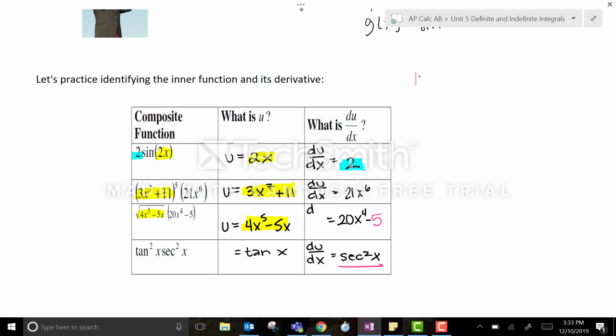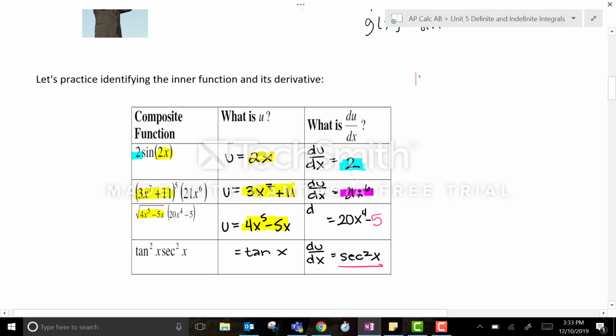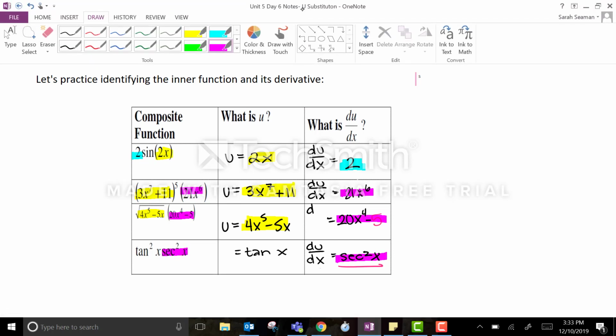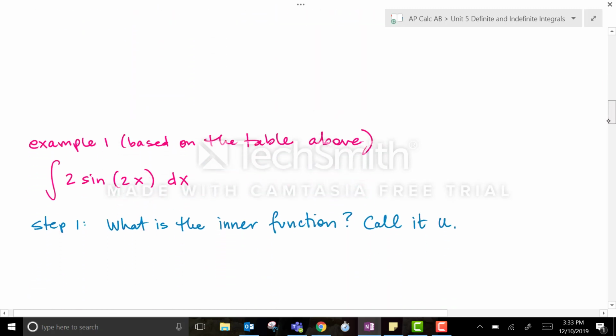Be careful here. Now, I know that here's where those derivatives appear. Let's look at this very last one. Our derivative is secant squared of x. I know that secant squared of x is the derivative of tangent of x. So that is my u, that tangent of x. So let's do an example based off this guy above.